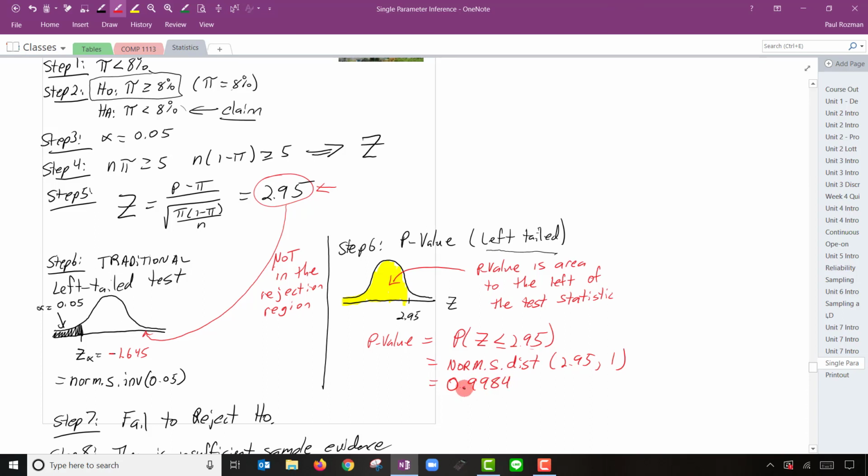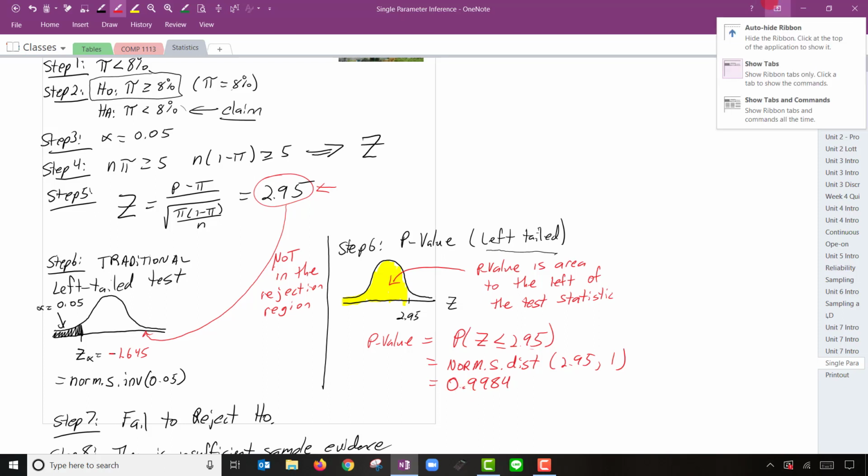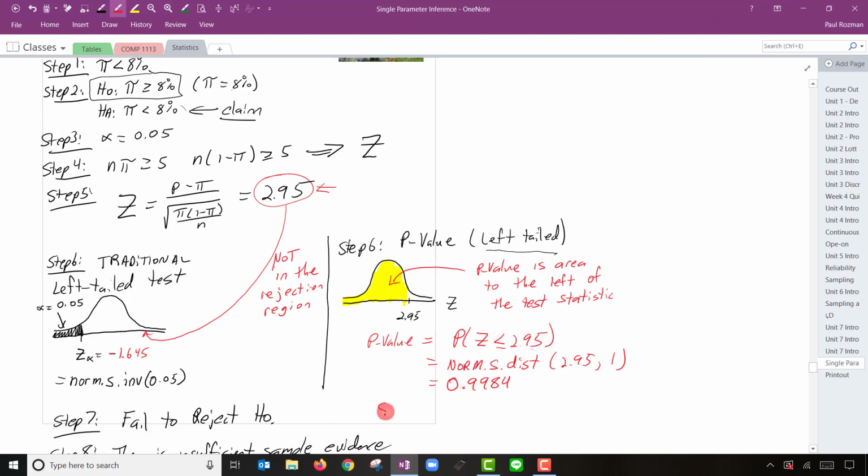That's a big p-value. So our step 7 would be, since the p-value is greater than alpha, fail to reject the null hypothesis.